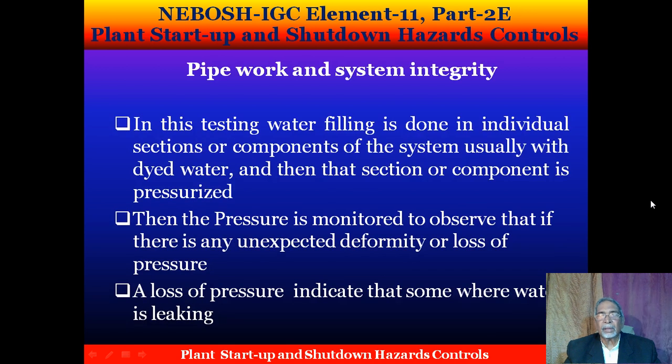In this hydrostatic testing, water filling is done in individual sections or components of the system, usually with dyed water. Then that section or component is pressurized. Then the pressure is monitored to observe if there is any unexpected deformity or loss of pressure. A loss of pressure indicates that somewhere water is leaking.